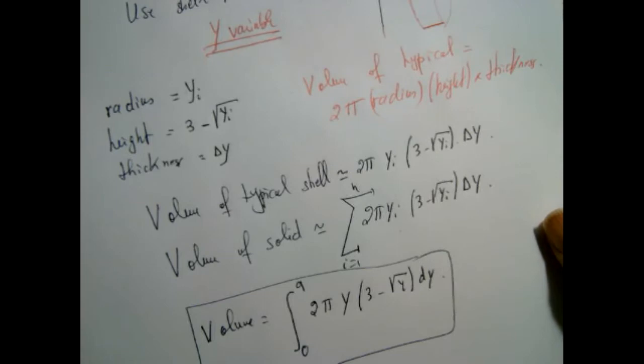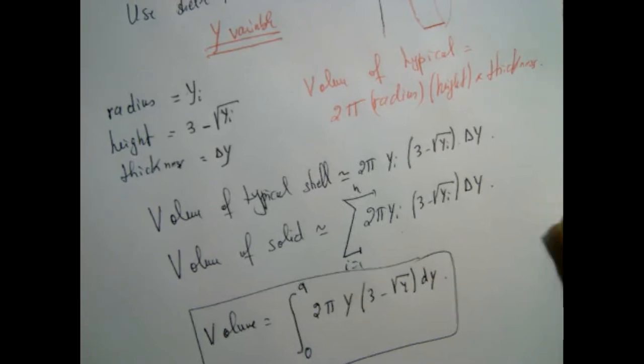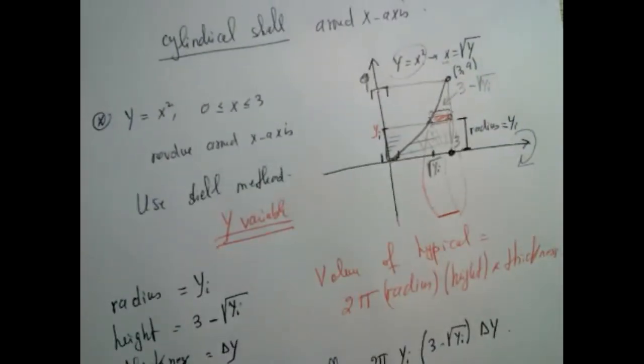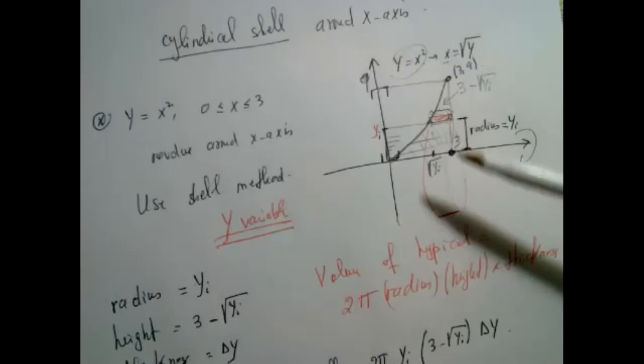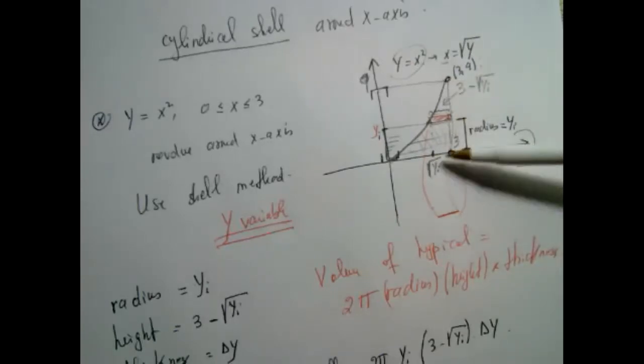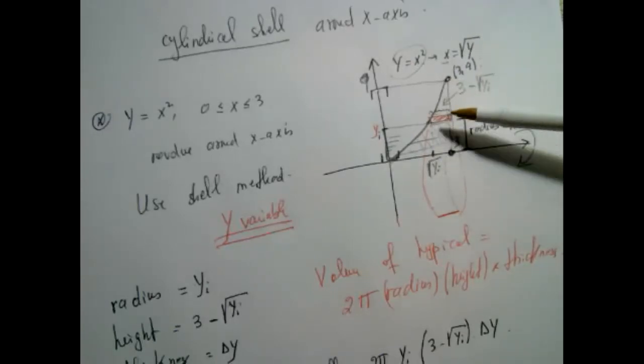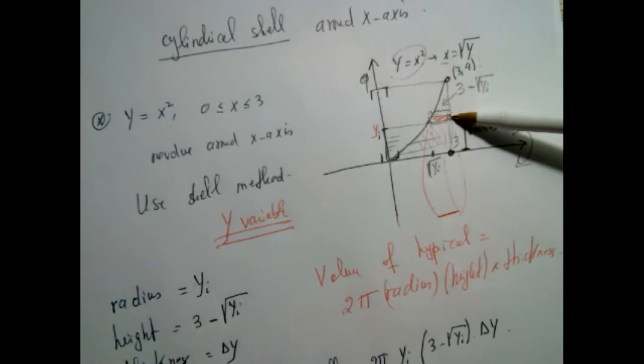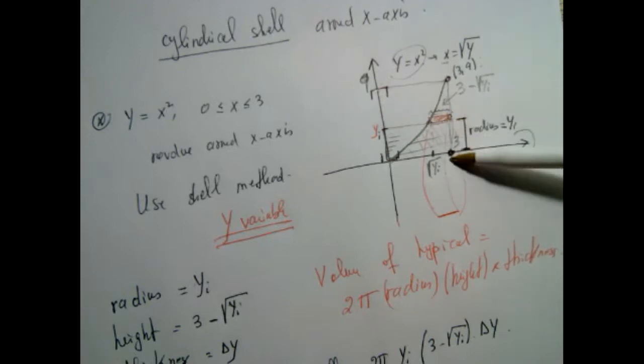Go ahead. How do you know that y is going to be the variable in that situation, or that x works just as well? How do I know which one is the variable? Yeah. You ask yourself, in this case, we have to take horizontal slices, right?